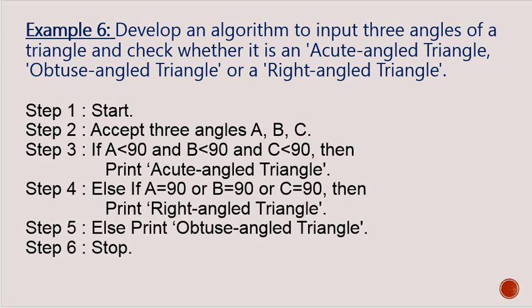If one of these conditions fails, suppose the value of A is less than 90, the value of B is also less than 90, but the value of C is equal to 90, then it will never print the statement acute angle triangle. So in that case it will go to step 4, and in step 4 we have mentioned another condition using the statement else if, meaning there exists another condition that we have to check.